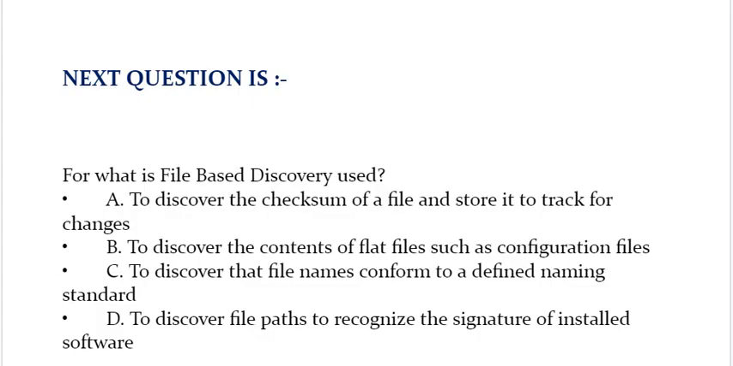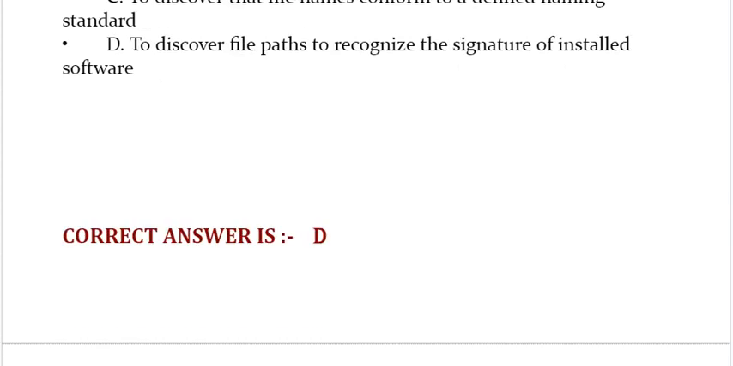Next question is, for what is file-based discovery used? Option A, to discover the checksum of a file and store it to track for changes. Option B, to discover the contents of the flat files such as configuration files. Option C, to discover that file names conform to a defined naming standard. Option D, to discover file paths to recognize the signature of installed software. Correct answer is option D.